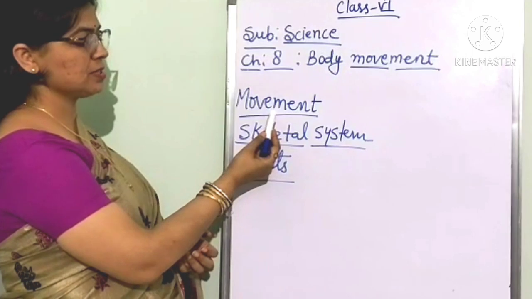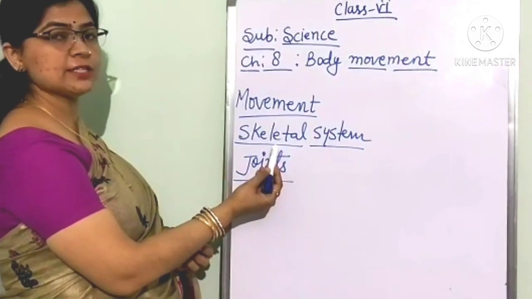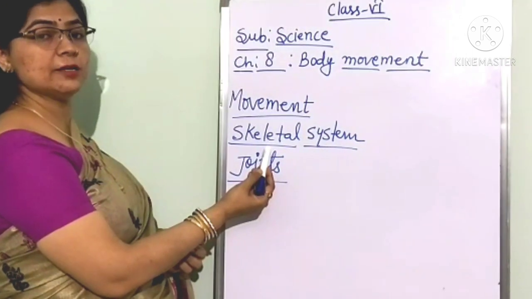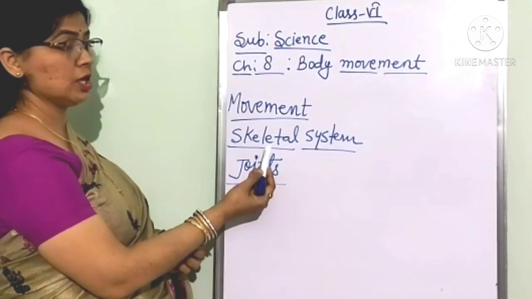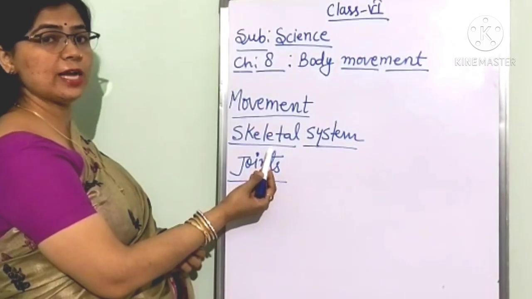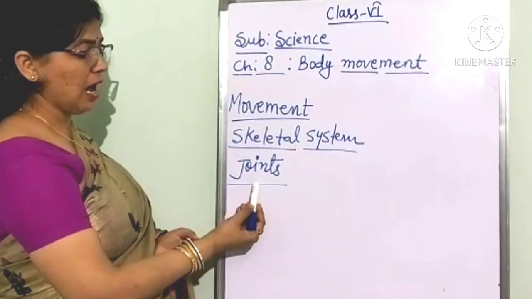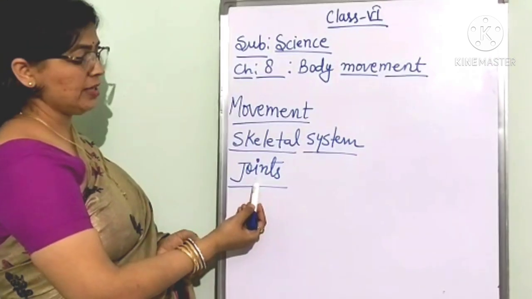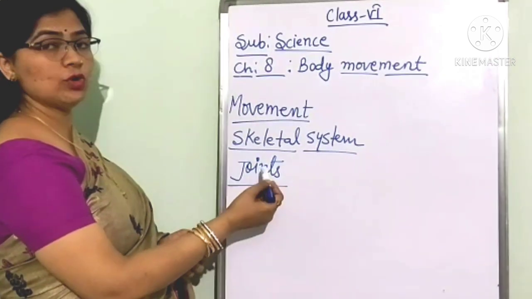What is movement? Skeletal system, that is made up of skeleton. Skeleton means made up of bones. Now what is the function of bone? How many types of bones are there? And the joints. Joints make movement easier.